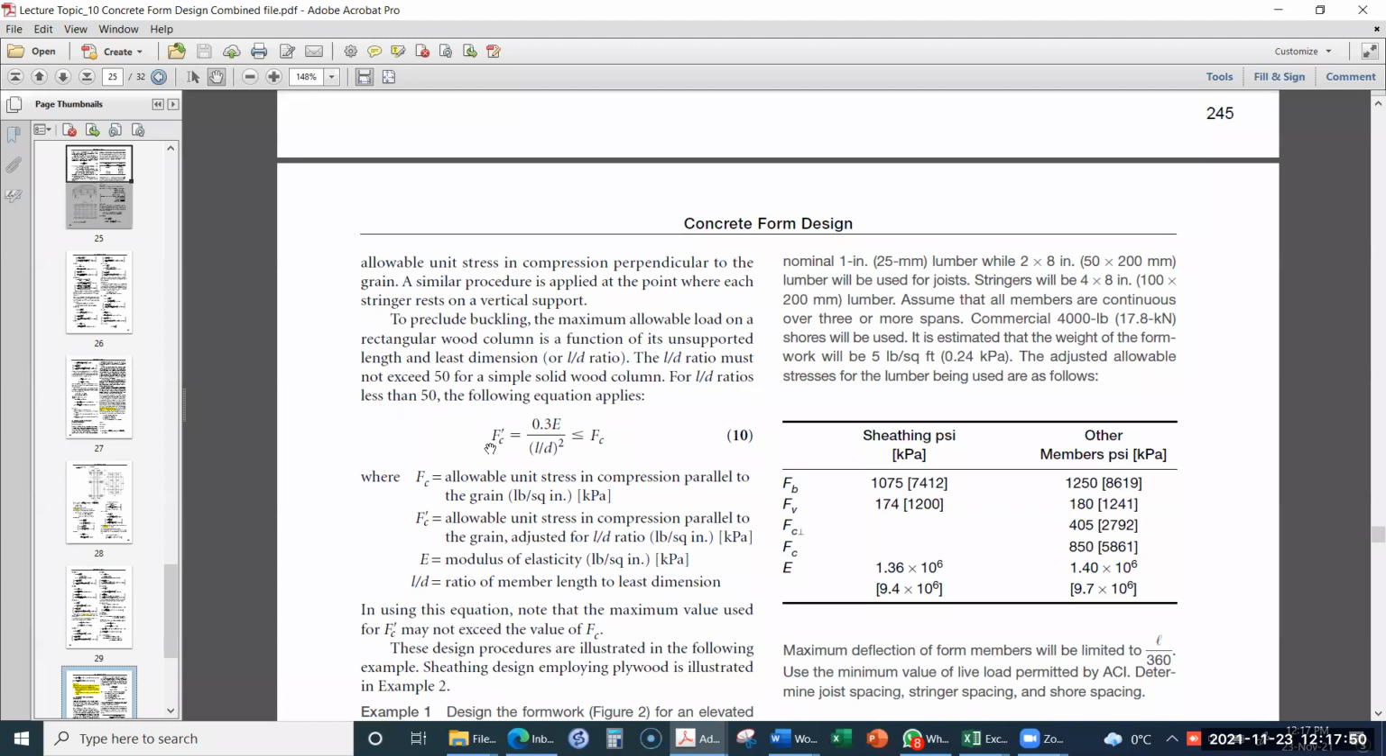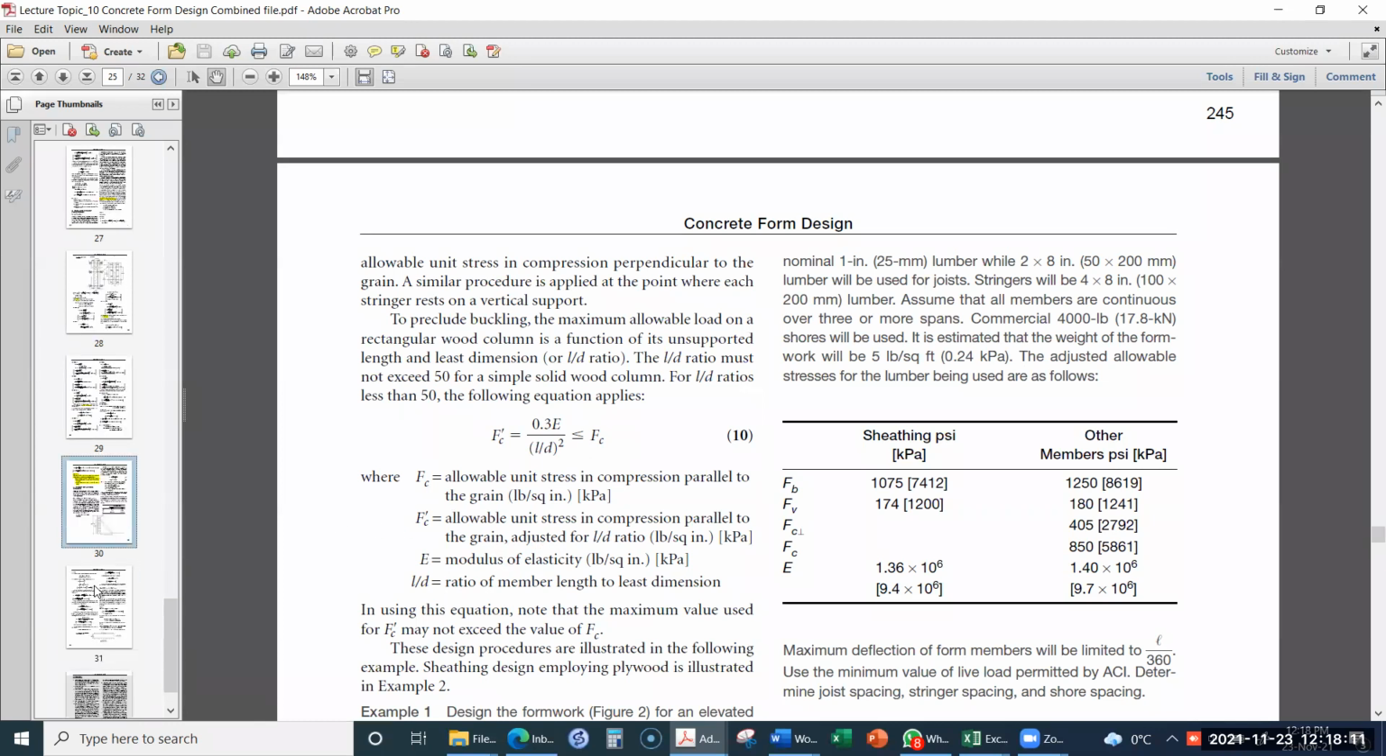So we will determine the FC prime. This FC prime should be less than FC. Okay, so FC prime is the allowable unit stress in compression parallel to the grain adjusted for the L over D ratio. Where E is the modulus of elasticity and L over D is the ratio of the member length to the least dimension.